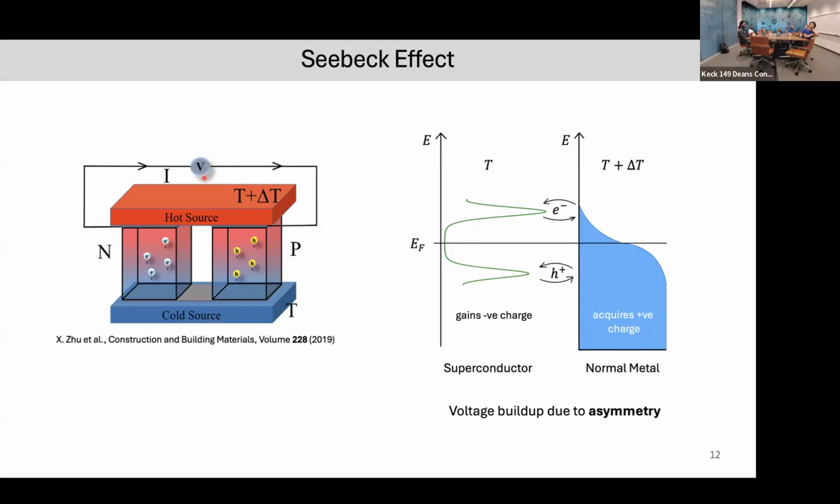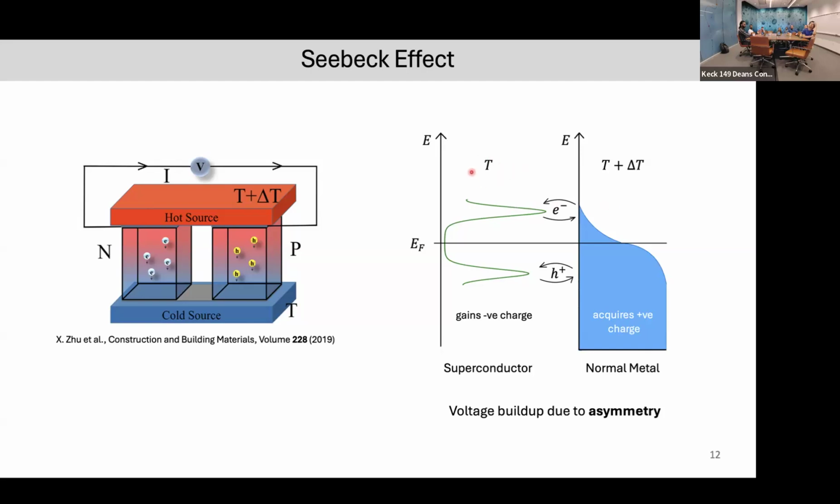But you can enhance this thermoelectric effect even more if you have inherent asymmetry involved in your system. So let's suppose you have a superconductor tunnel coupled to a normal metal here, and the superconductor has an asymmetric density of states structure.